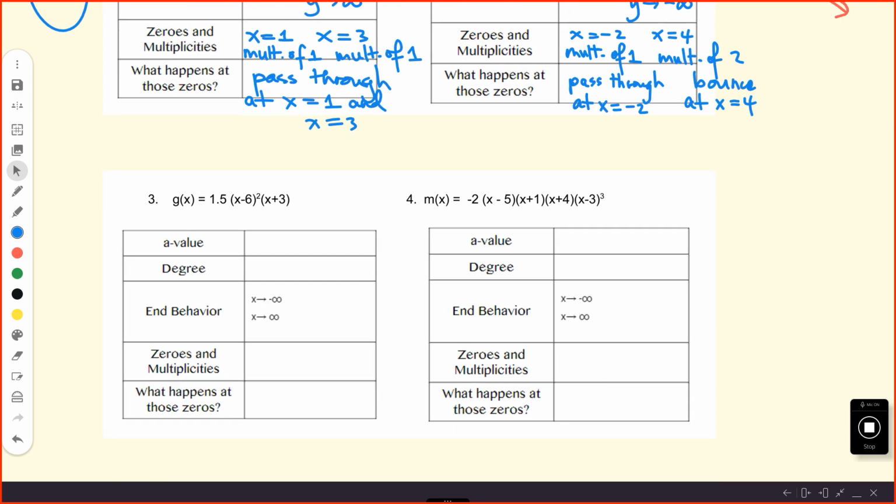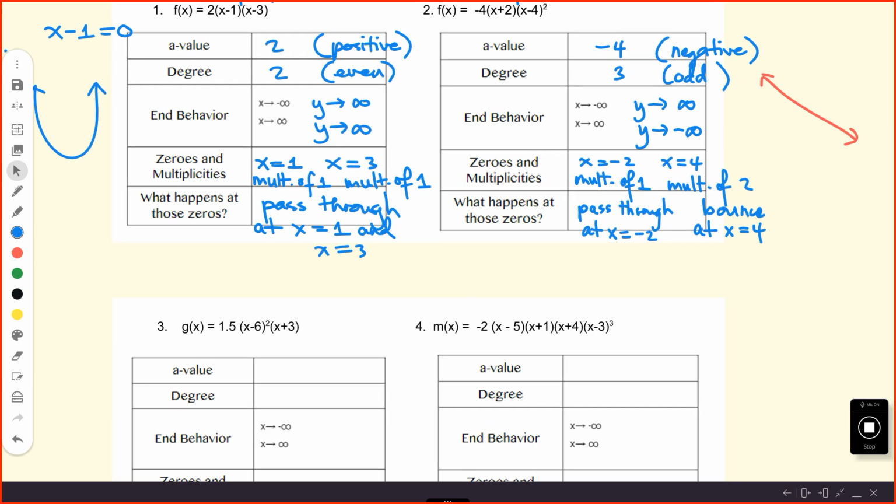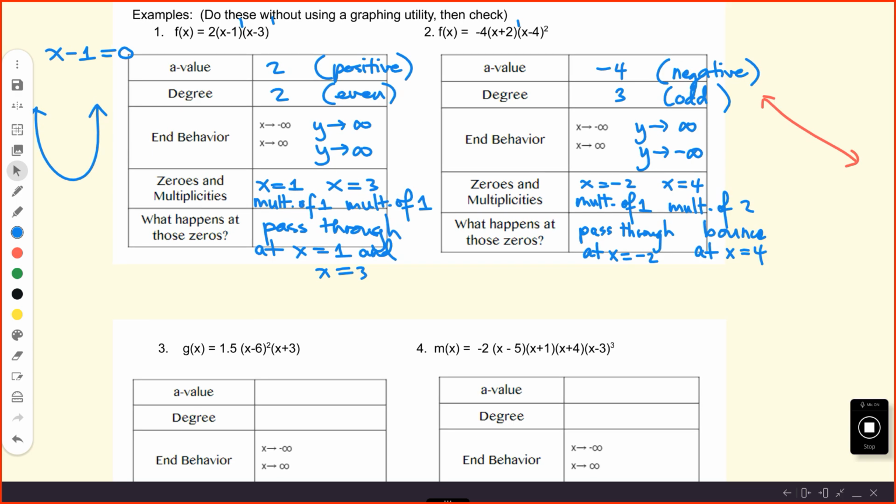All right. Still confused. I don't know if it's a bounce or a pass. Okay, just think of the multiplicity as the power or exponent of each factor. Since x equals negative 2 comes from this factor, it has an exponent of 1. That's why it's a multiplicity of 1. If it's just first power, it's going to be passing through. But if the factor is raised to 2 or even, it can be 4, 6, then it's going to bounce. If it's to the power of 3, 5, 7, 9, then it's curved.